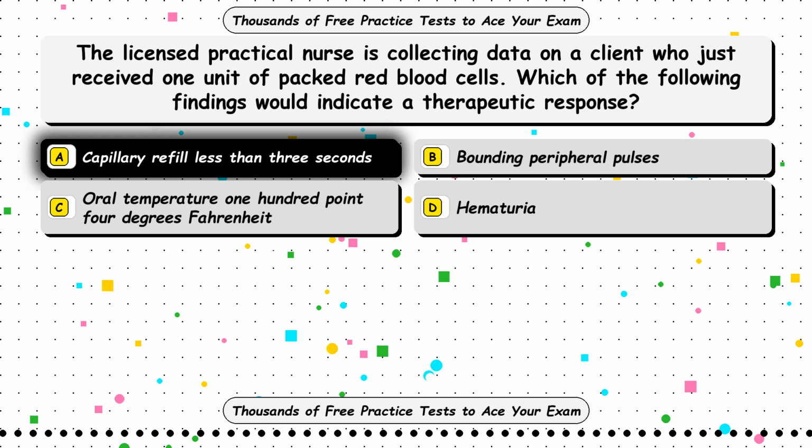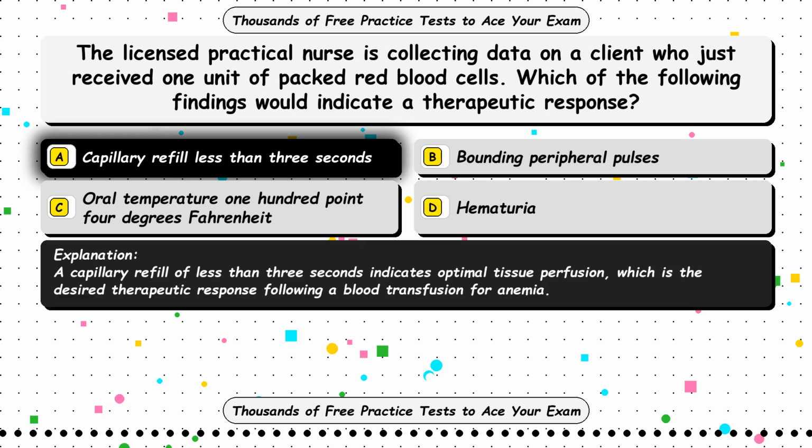The correct answer is option A. Capillary refill less than 3 seconds. A capillary refill of less than 3 seconds indicates optimal tissue perfusion, which is the desired therapeutic response following a blood transfusion for anemia.